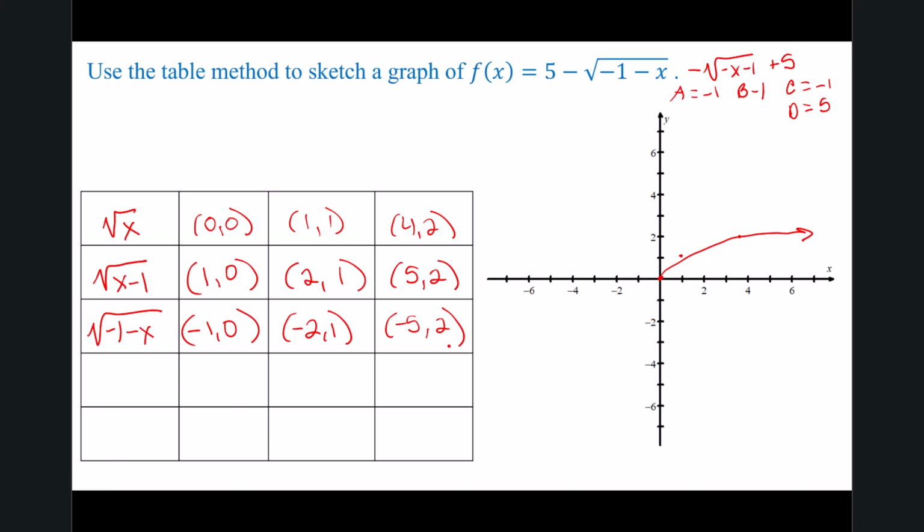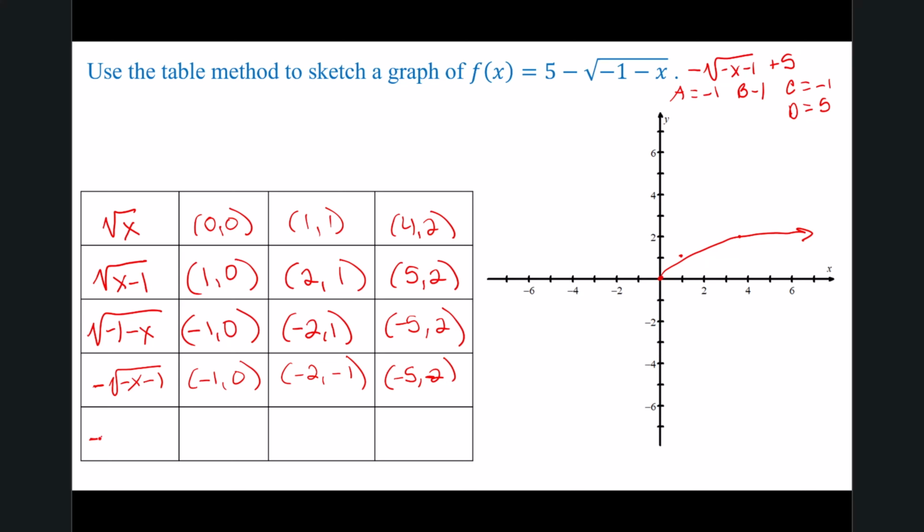The next step would be to take care of the a that's in front. So we're going to multiply the y coordinates by a. And that's going to give us the negative square root of negative x minus 1. So we multiply all of the y coordinates by negative 1. 0 times negative 1 is still 0. Negative 1 times negative 1 is negative 1. And negative 1 times 2 is negative 2.